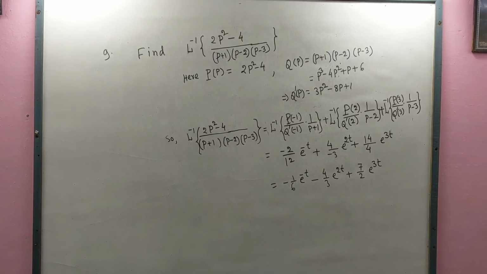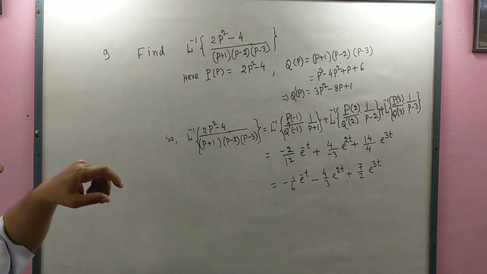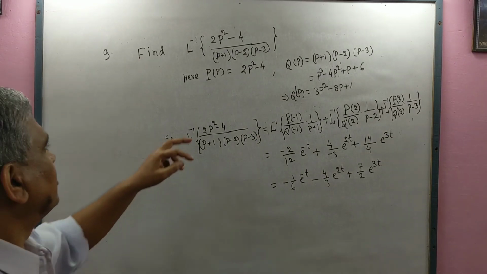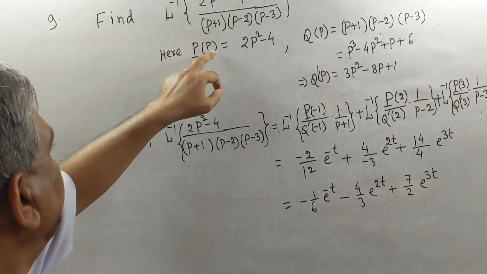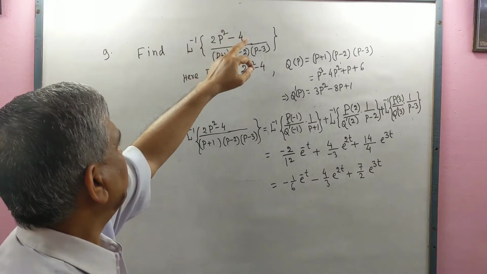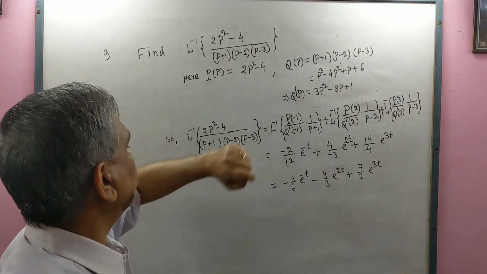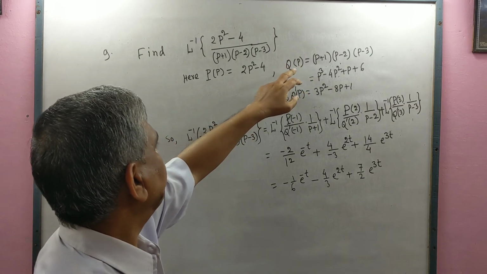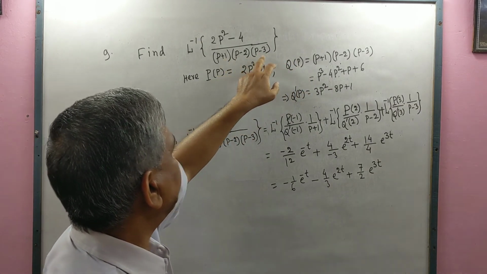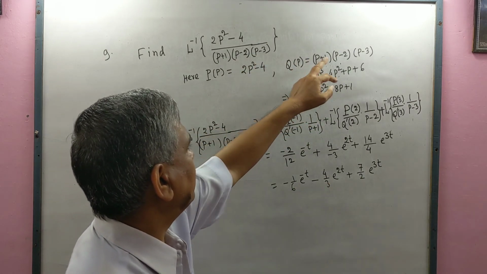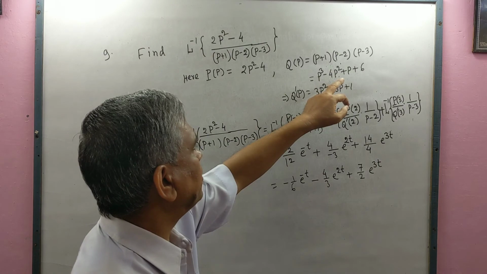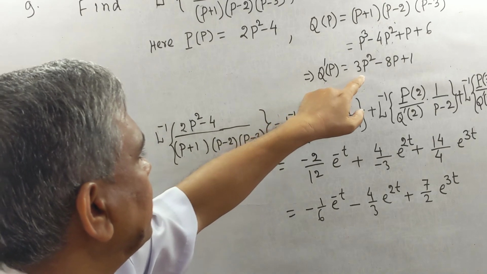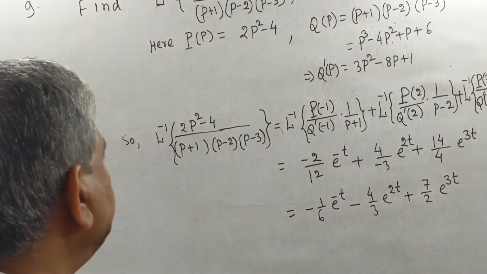Now we solve problem number 9 with the help of the Heaviside expansion formula for partial fractions. Let capital P, the numerator, equal 2p square minus 4. Capital Q, a function of p, is (p plus 1)(p minus 2)(p minus 3). We multiply these three terms, we get p cube minus 4p square plus p plus 6. We differentiate both sides, we get 3p square minus 8p plus 1.